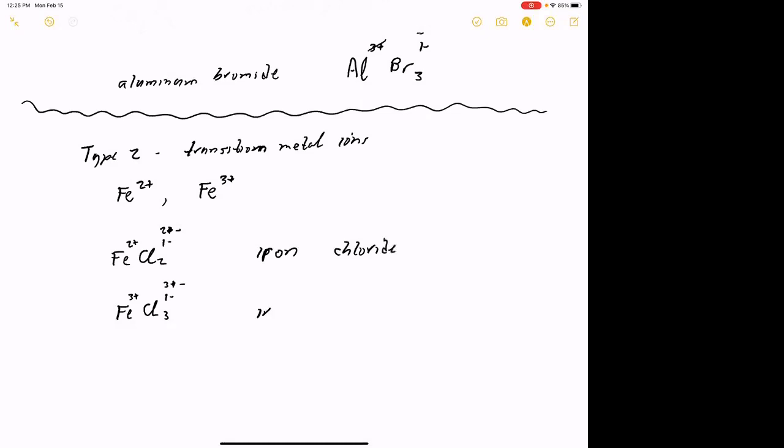This one down here would also be iron chloride. Notice I left a space there. So that's how we're going to differentiate between them. So now I have to be able to say, okay, one of those is different from the other. So here's how I do it.